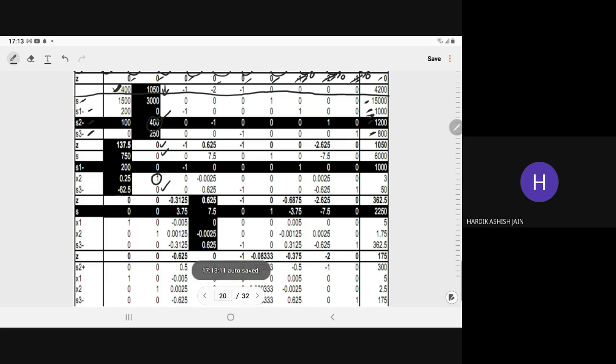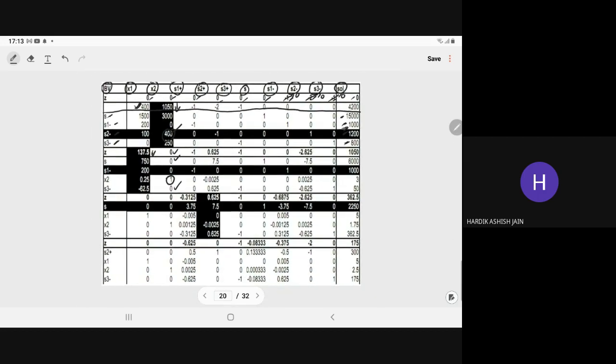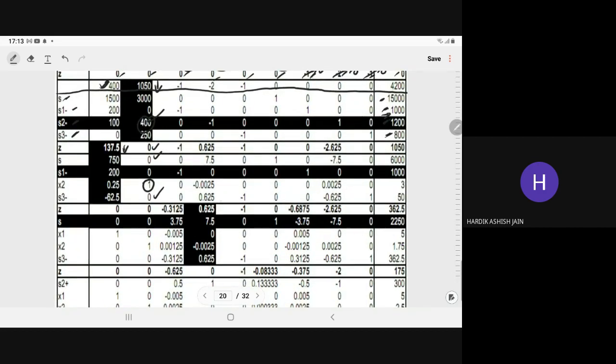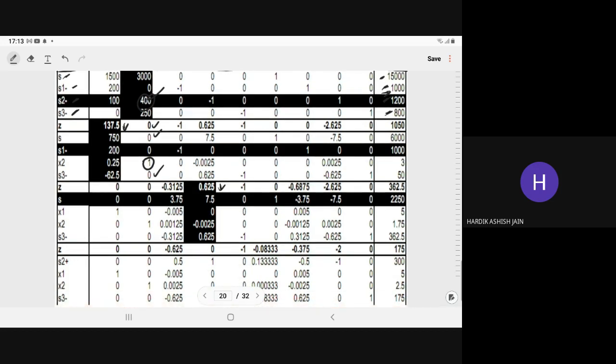Then again this is not an optimal table. So x1 will enter as a basic variable, and you will find that S1 minus will be the leaving variable. So again it is not an optimal table. Then which variable is it? S3 plus is the entering variable, then S will be the leaving variable, and here you will get the optimal table.